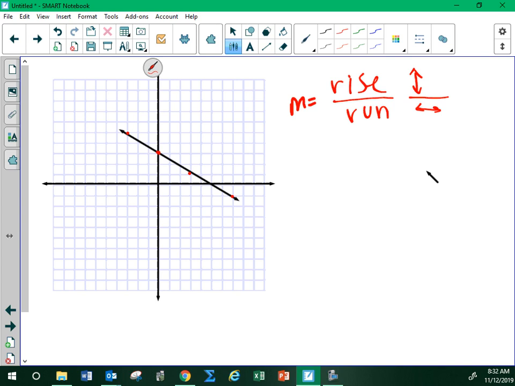So I'm just going to count how much I went up. So I went up 1, 2. And then I went to the left. 1, 2, 3. Now when I go to the left, that means it's a negative. Or what you can just do is look at your slope in the end. That line is a negative line. It has a negative slope, so you can know then it's going to have negative. When you go down, that's negative. When you go left, that's negative. So you can just count it from your graph as well.